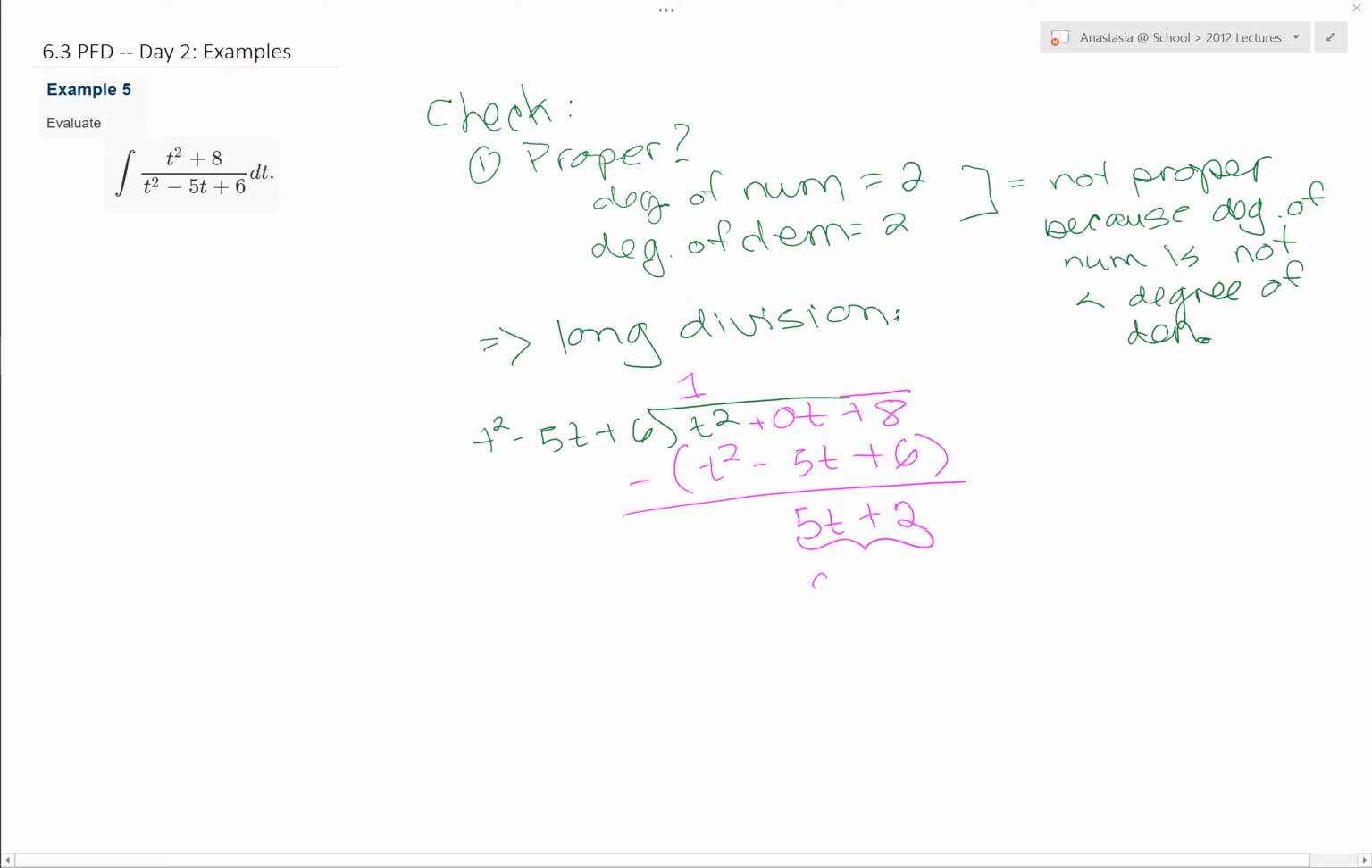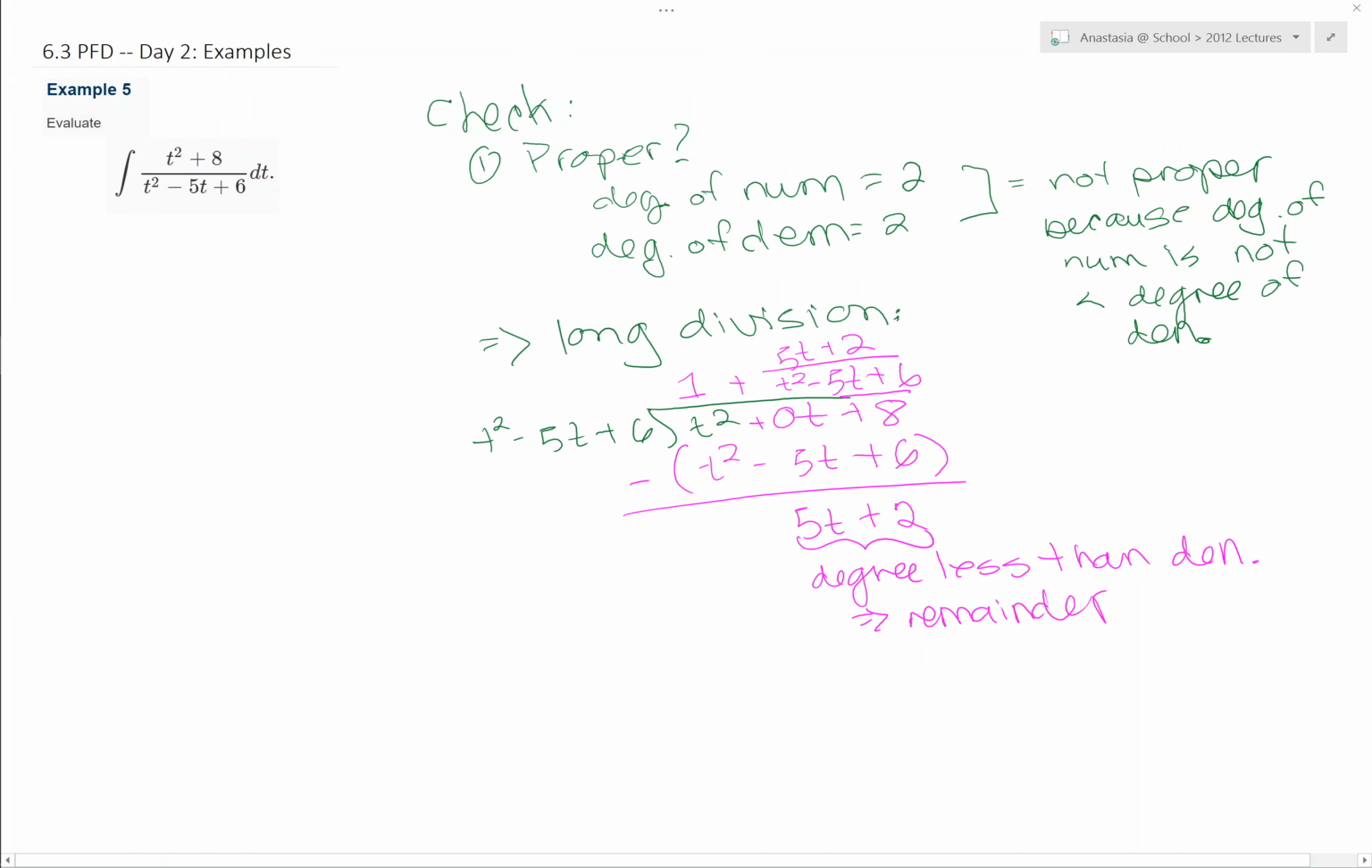Now this, the degree is less than the denominator. So this means it's our remainder. So we're going to have plus 5t plus 2 over t squared minus 5t plus 6.